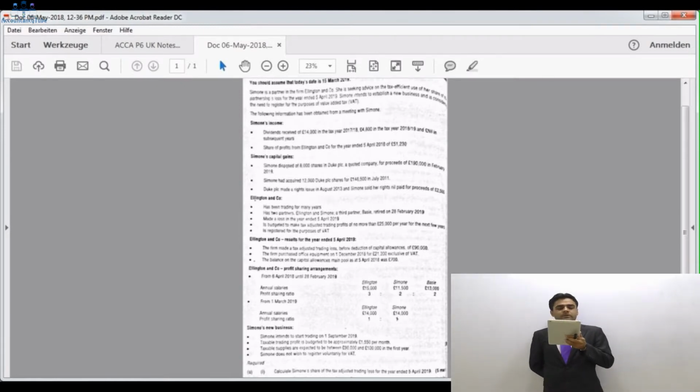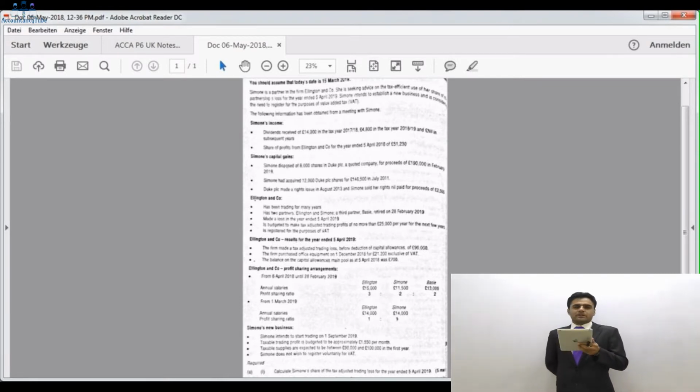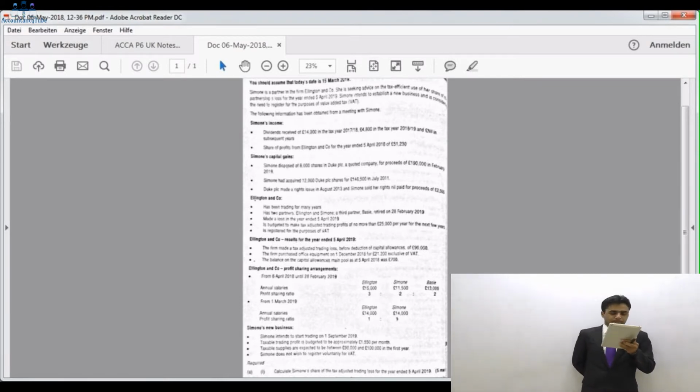So the year end is 5th of April 2019, but one partner is leaving on 28th of February 2019. So we will take the loss first. We'll calculate the trading loss of the partnership. Then we will apportion it to the point when the one partner was leaving. So although the total loss will be for the 12 months, we will apportion it to the point when the one partner was leaving, so that we can calculate his share as well and the others' share. After that partner leaves, the partnership share will be different, right? So that is the case normally.